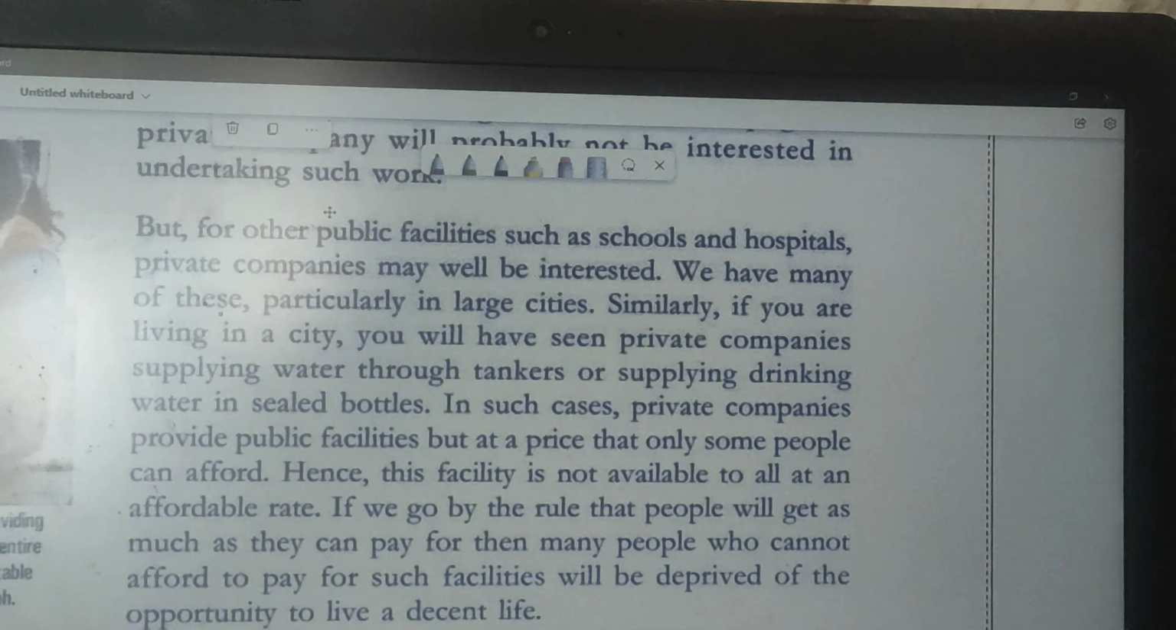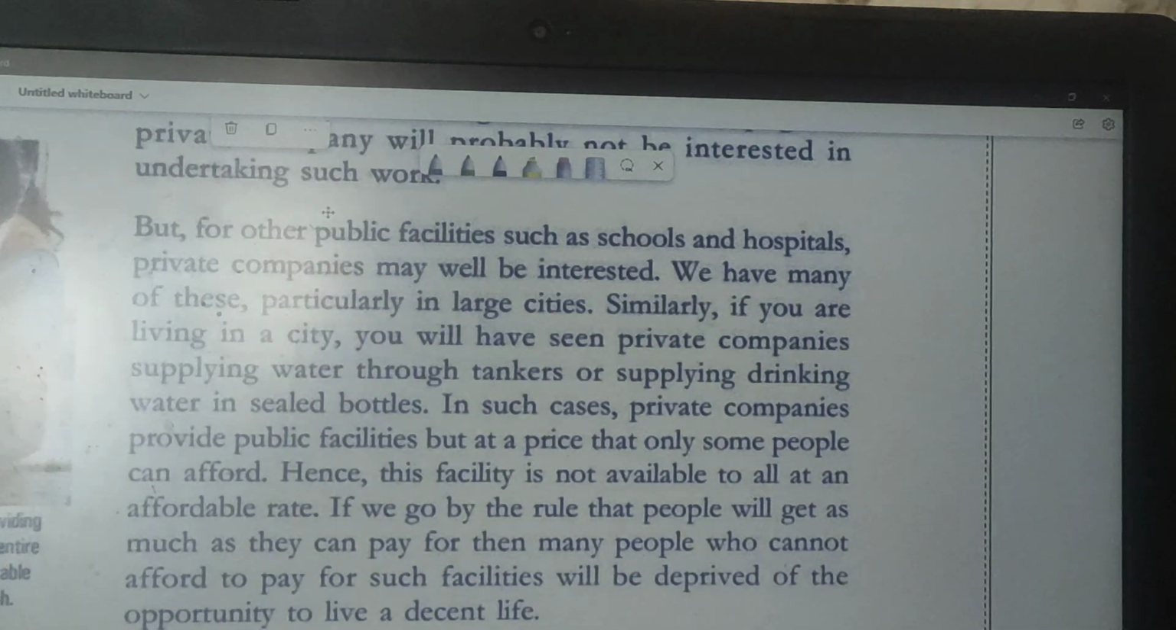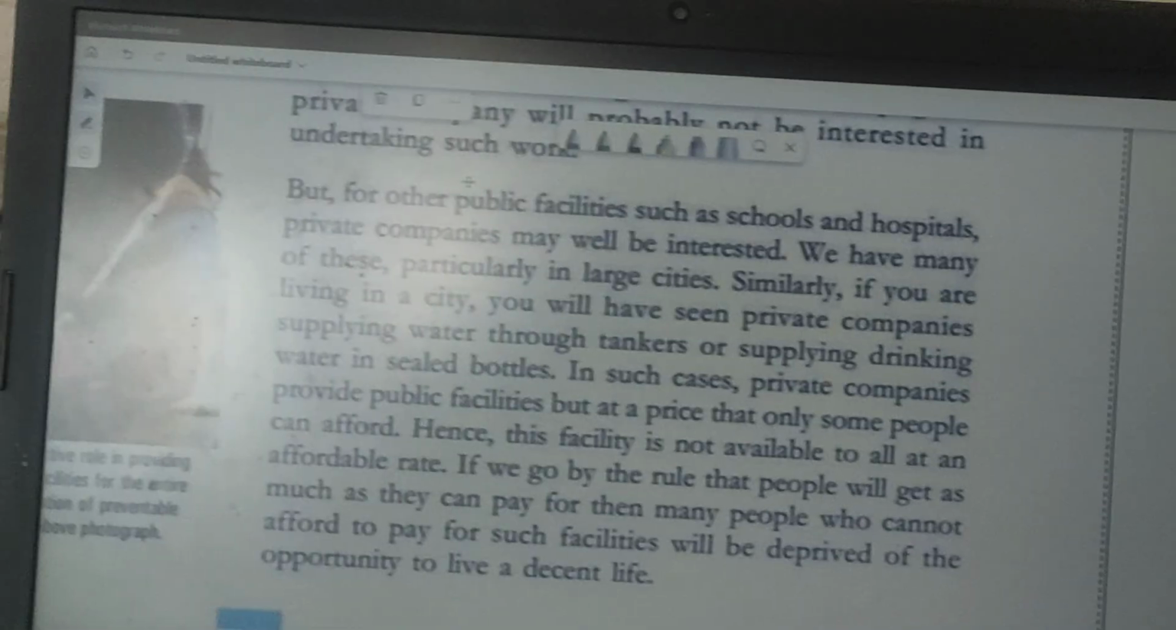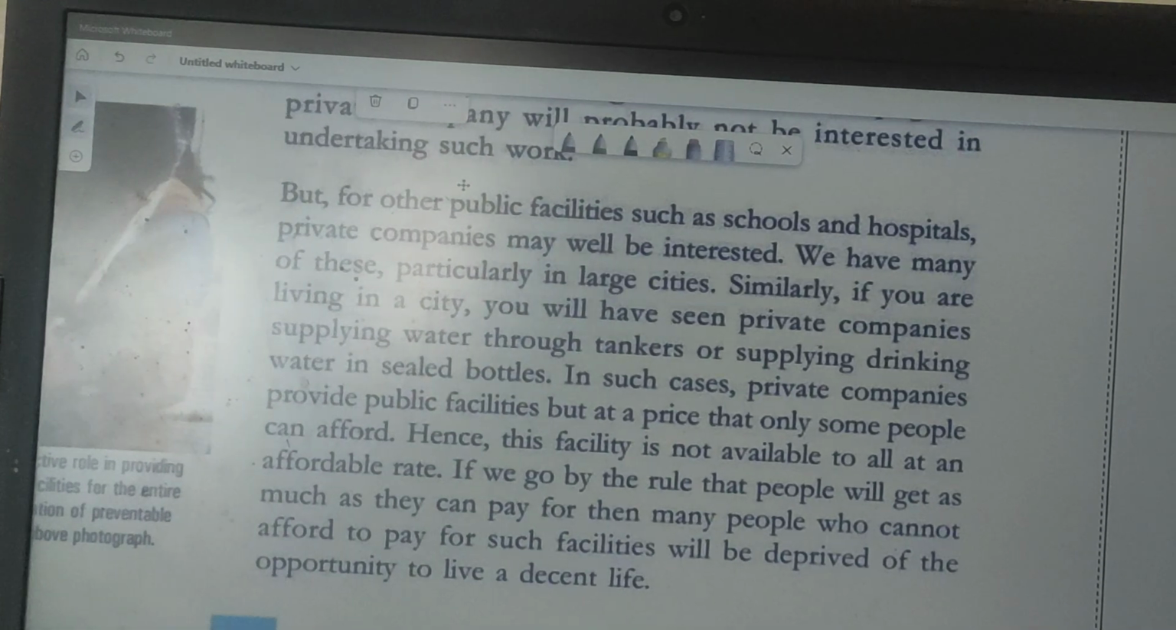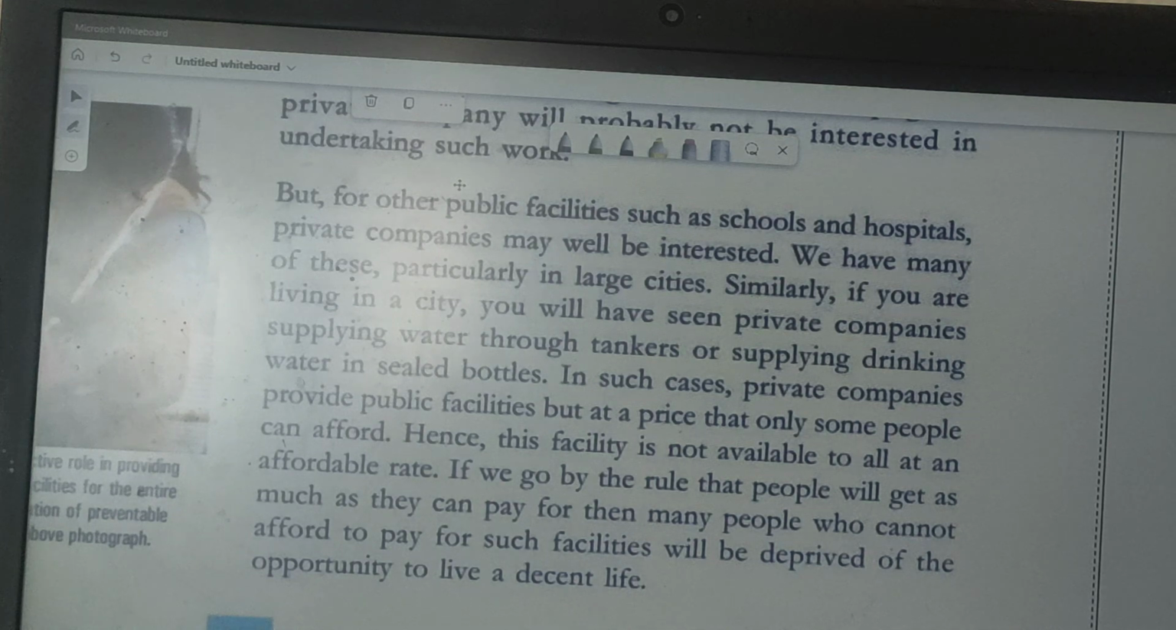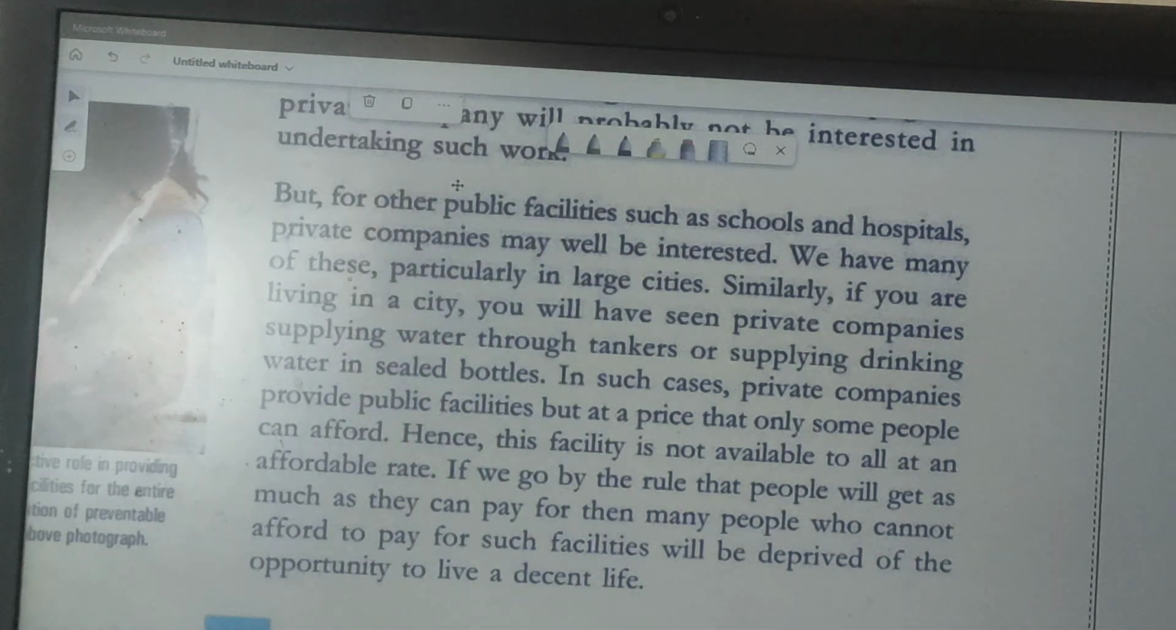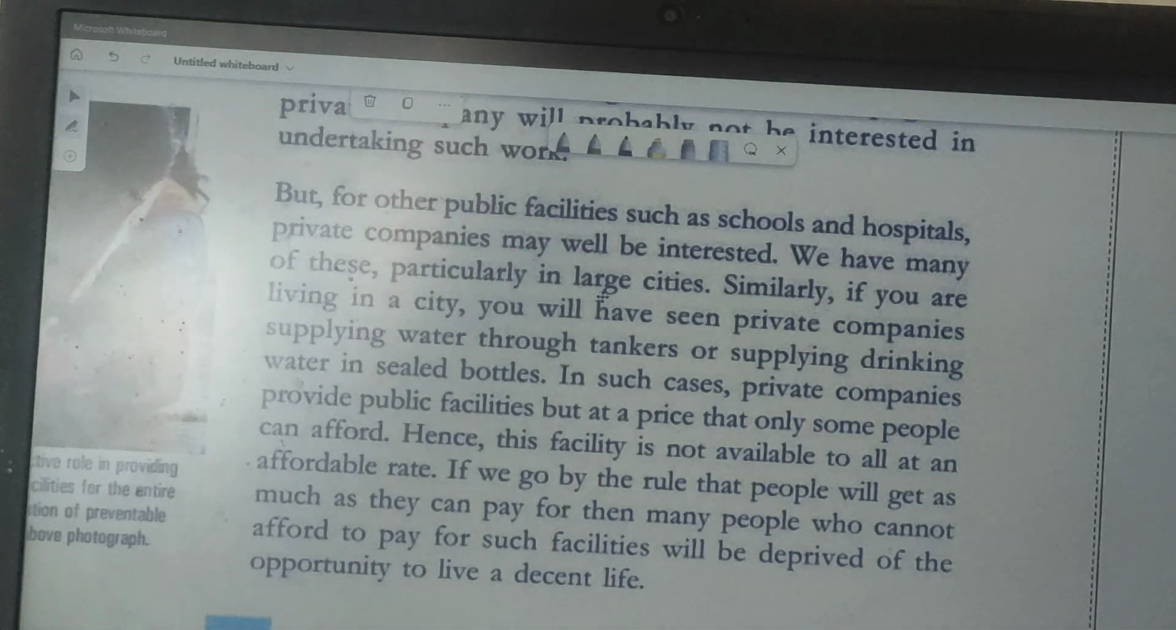Now, such facilities will be deprived. Like if anybody is not able to afford them, then he will be deprived of the opportunity to live a decent life. Correct? Now let us move to our next page.